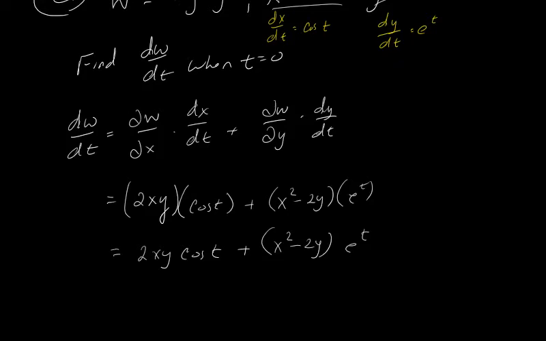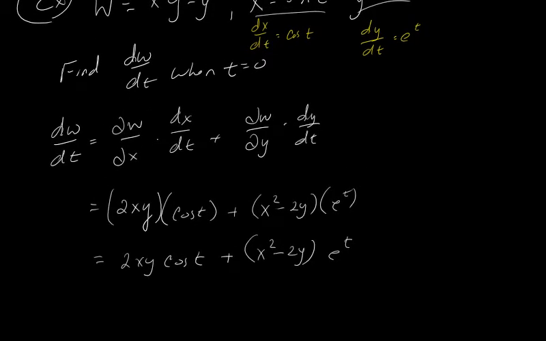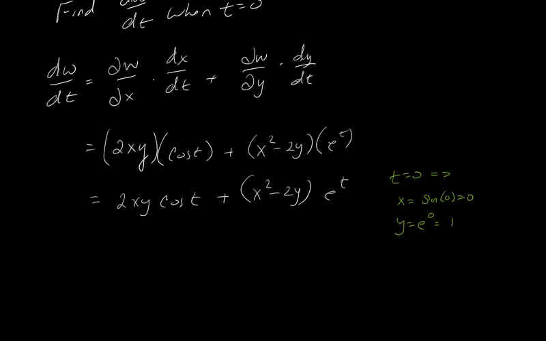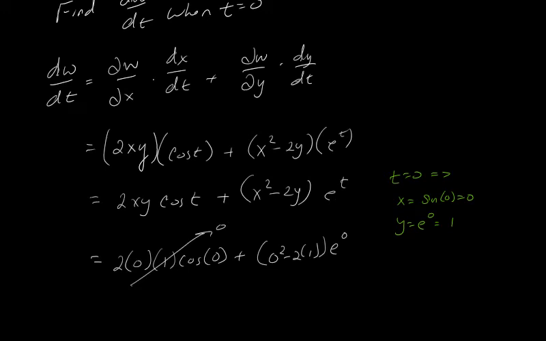Now we're looking for this whenever t is equal to 0. So when t is equal to 0, what is x? What is y? For t equal to 0, that implies that x is equal to sine of 0, which is 0, and y is equal to e to the 0, which is 1. So then we have 2 times 0 times 1 times cosine of 0 plus 0 squared minus 2 times 1 times e to the 0. The first term zeroes out, and we are left with what appears to be negative 2.